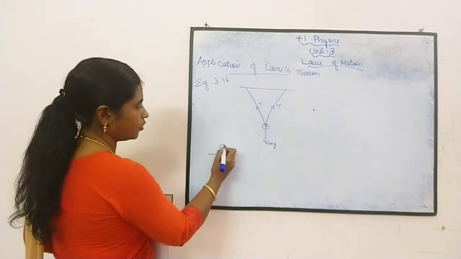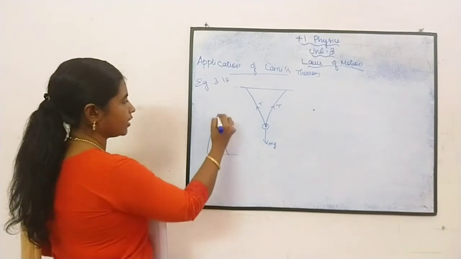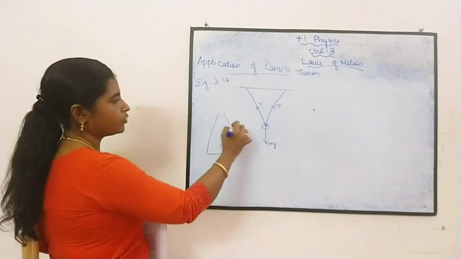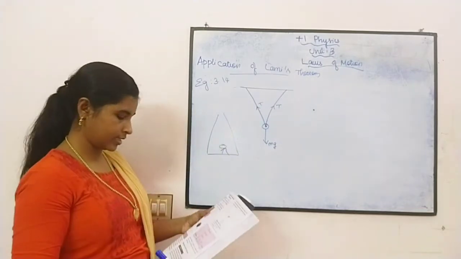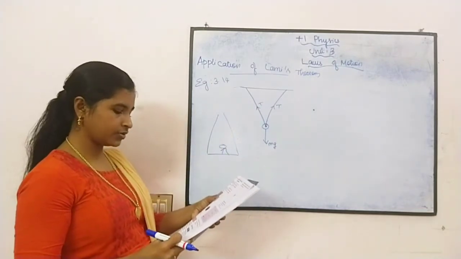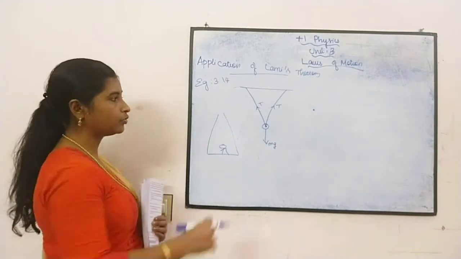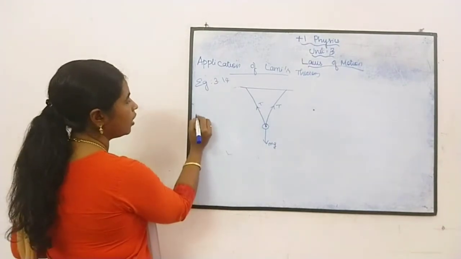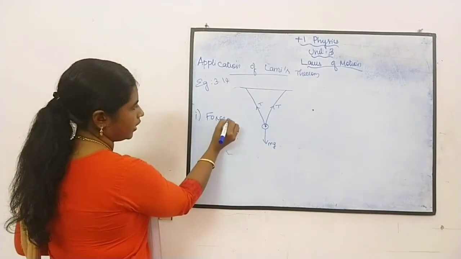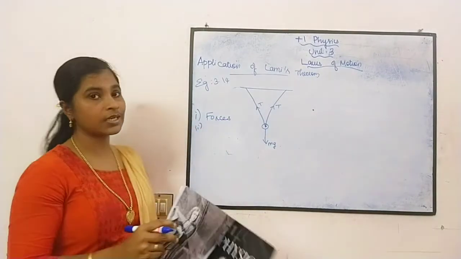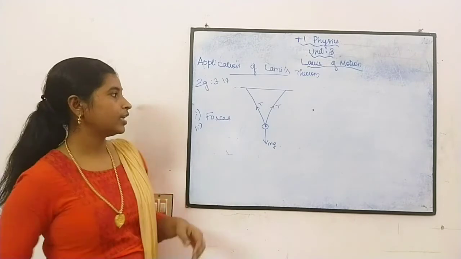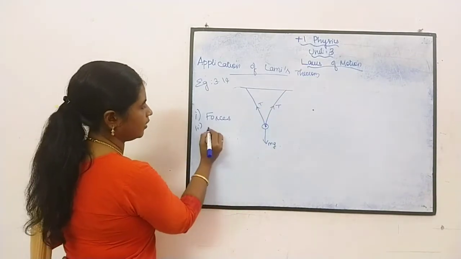A swing is there, and a baby is in it. It is hanging with the help of two identical strings, and it is at rest. Identify the forces acting on the body. First you have to find out the forces acting on the body. The second thing is, find out the tension acting on the chain.